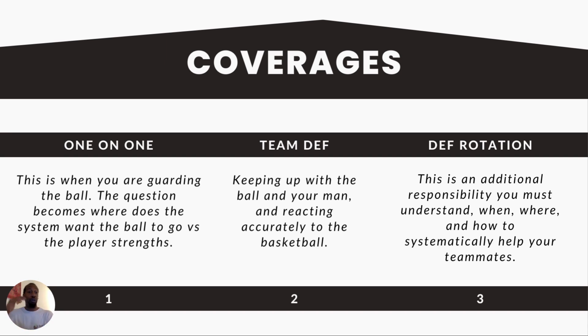versus what the player's strengths are. So the question becomes, where does the system want the ball to go versus the player's strength that you guard? And so the offensive strengths. A lot of people are more fearful of the offensive strength than the system, but the system is what's meant to help you with the offensive strength.